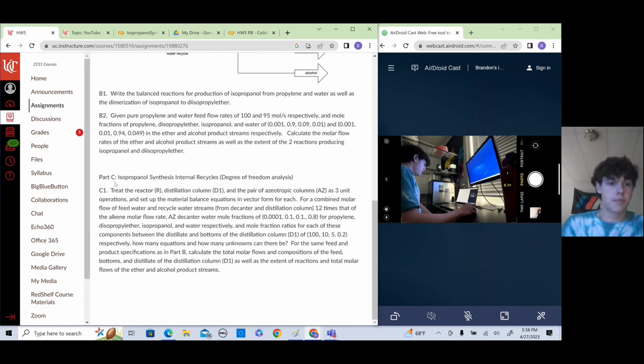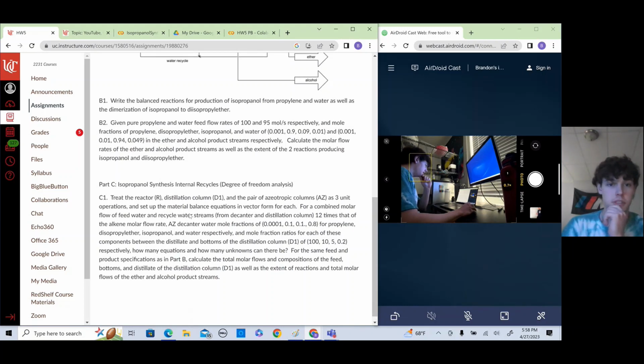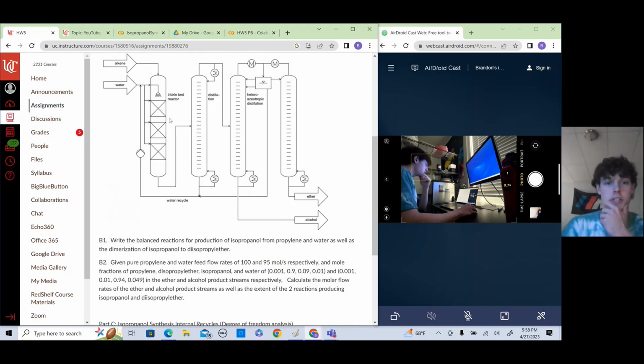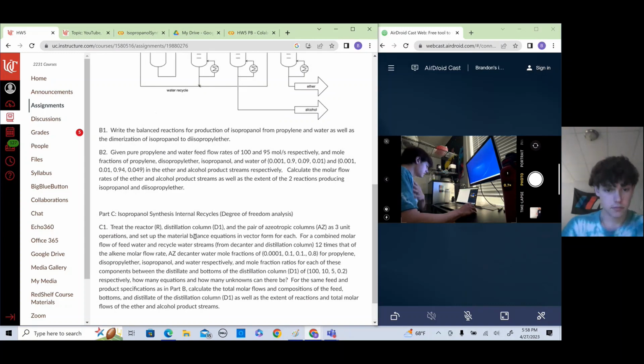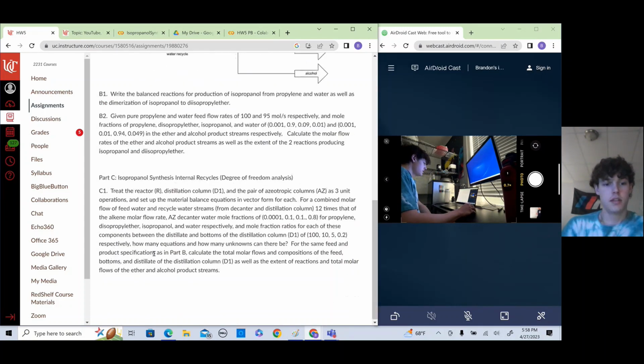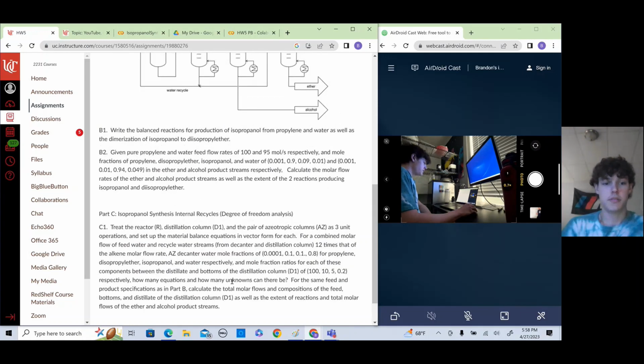Okay, for the last part, homework 5, part C, we're going to be doing something similar to part B, where we're calculating the extents of reaction and the total molar flows of the system, but we'll be accounting for the water being returned, and we will be separating these three parts into their separate parts. So the first thing we need to do is figure out how many equations and unknowns there can be.